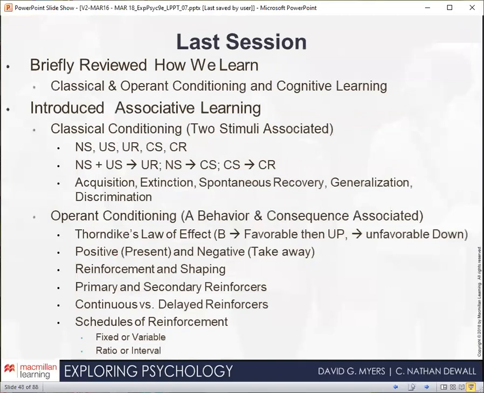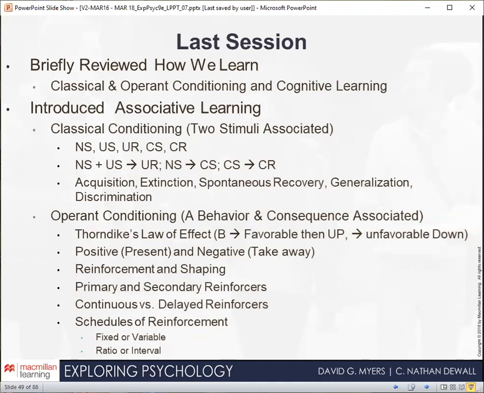All right. So what we've been doing so far, I want to cover what we addressed during our last session. We started the chapter on learning. We briefly reviewed how we learn, looking at classical and operant conditioning and previewing cognitive learning as well. We introduced the idea of associative learning. In associative learning, we looked at classical conditioning, which is two stimuli being associated, and also operant conditioning, with a behavior and a consequence for that behavior becoming associated. So let's look a little bit more at the details of both of these.